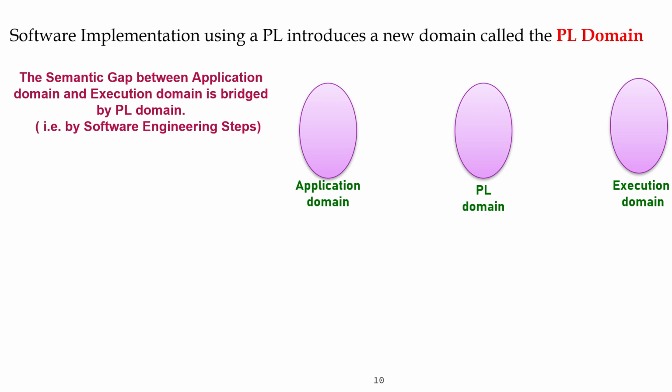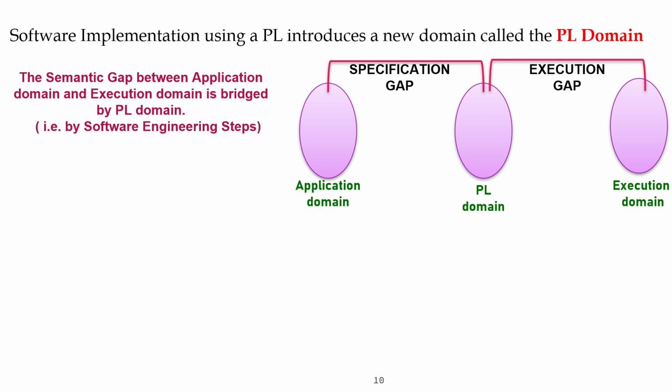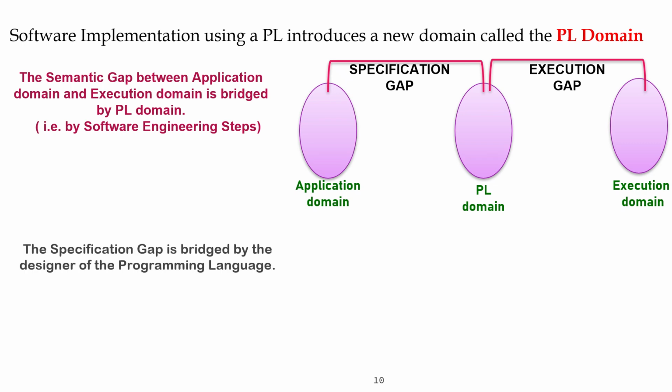There is a gap still existing between application domain and PL domain. This is known as specification gap, and the gap that exists between PL domain and execution domain is known as execution gap. The specification gap is bridged by the designer of a programming language. So यहाँ पे I am telling what will be my software all about. PL domain is responsible for building the software in a programming language.